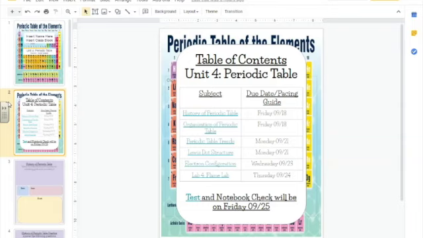You will have a daily question that day, though, that you will need to answer. And then Wednesday, we will be doing electron configuration. Thursday will be our fourth lab, and it's called the Flame Lab. And then our test and notebook check for this unit will be Friday, 9/25.